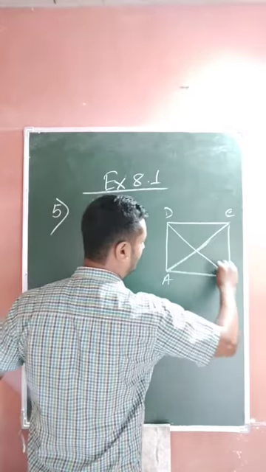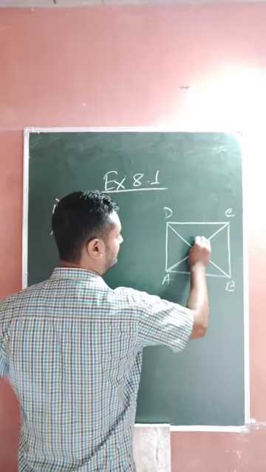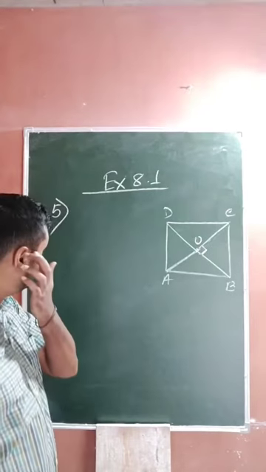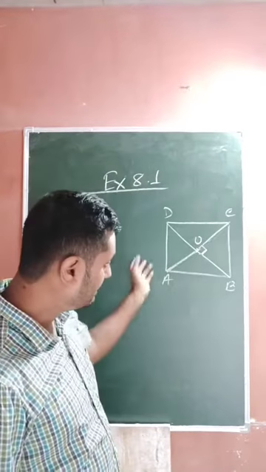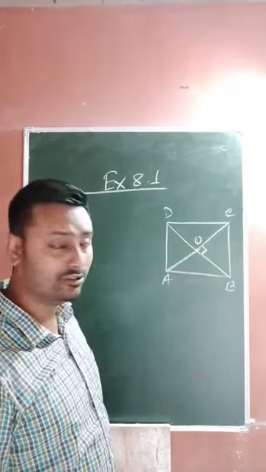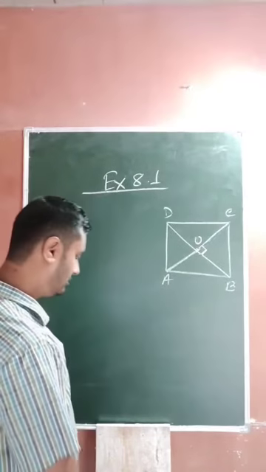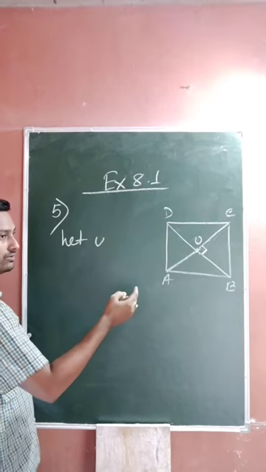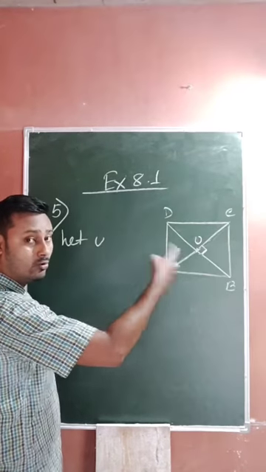AC and BD are the diagonals, intersecting or bisecting at the point O. This angle is 90 degrees. At first, we will prove that ABCD is a parallelogram, and after proving parallelogram, we will prove all the sides are equal. And if one angle is equal to 90 degrees, then automatically all the angles become 90 degrees, and that will be a square. You can prove all the sides are equal and all the angles are equal in a long way also.